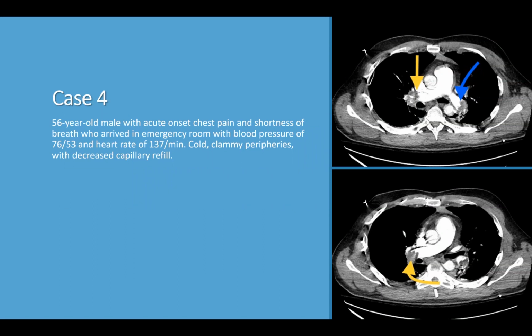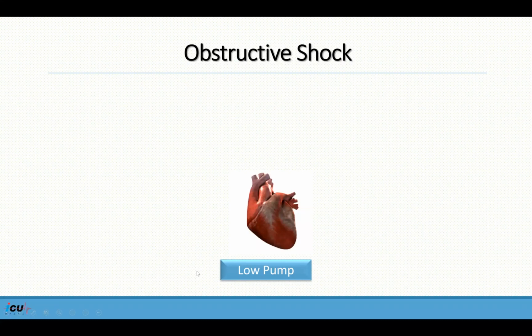56-year-old male with acute onset chest pain and shortness of breath who arrived in the emergency room with a blood pressure of 76/53. His heart rate is 137 per minute, with cold, clammy peripheries and decreased capillary refill. Look at the CT scan and you will be able to appreciate that there is a massive pulmonary embolism. The pulse pressure is narrowed, tachycardic, and the extremities indicate high SVR.